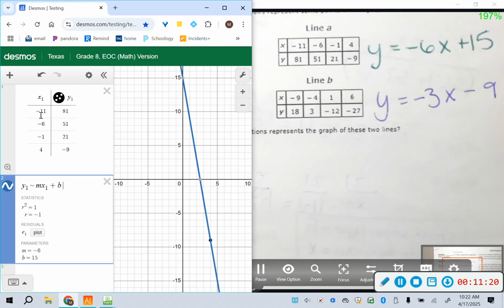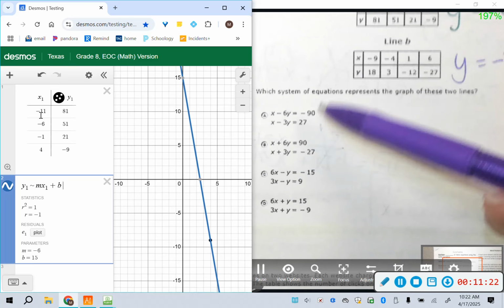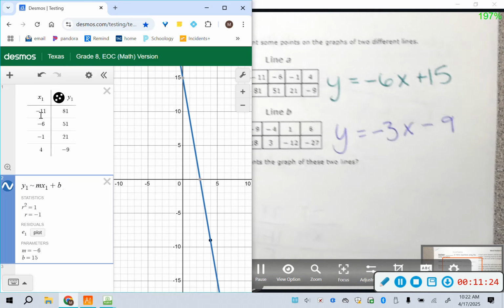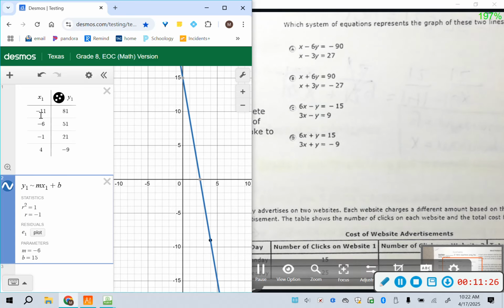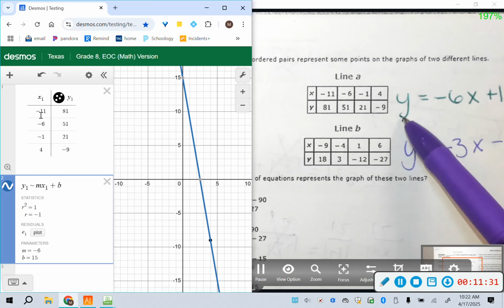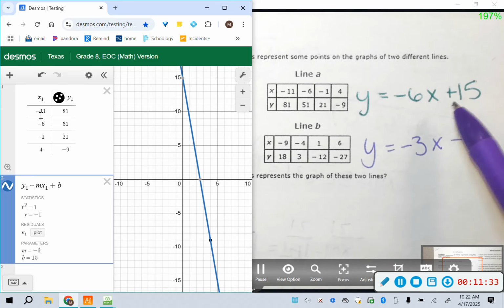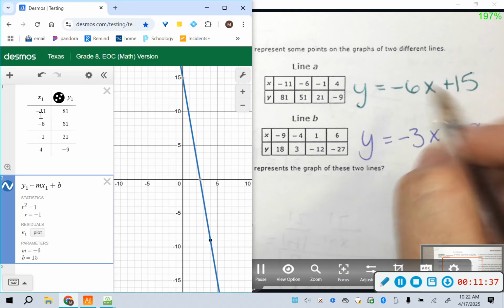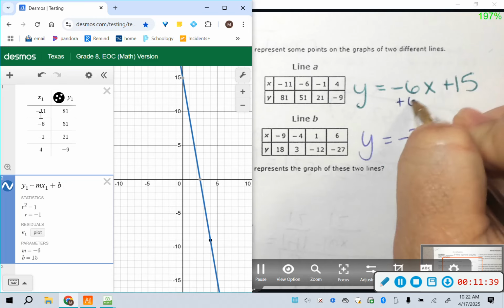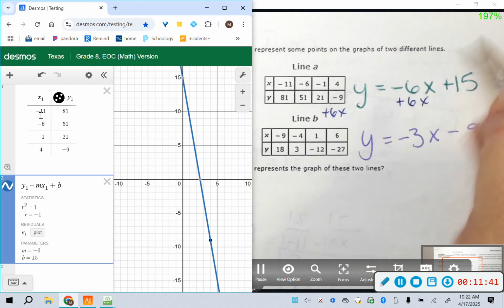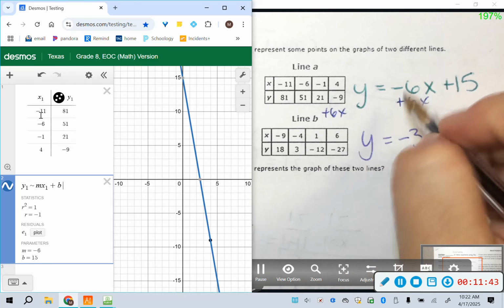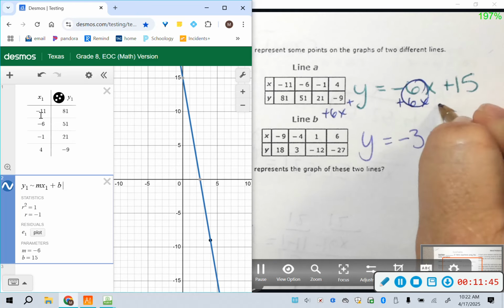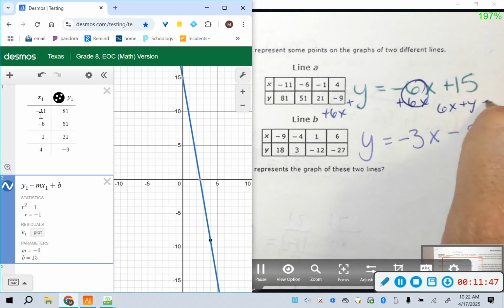Okay, we have these two equations. Neither of them match anything here. However, aren't these all in standard form? Doesn't standard form just have x and y on the same side? Can we move x to make it be on the same side as y? How would you move x here? Plus 6x. Is this a positive y or a negative y? So we get 6x plus y equals 15.